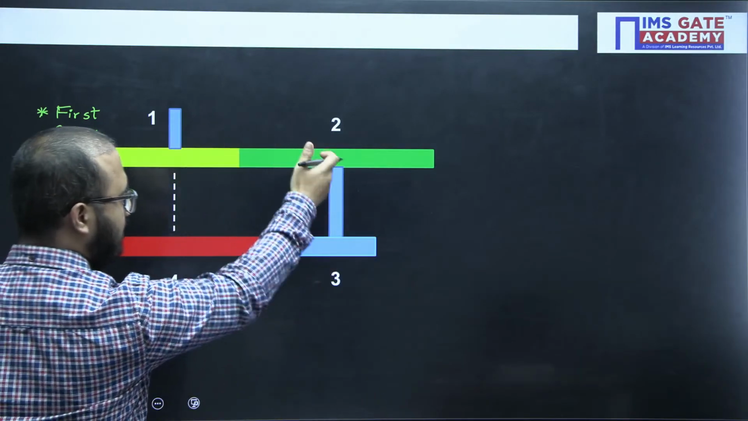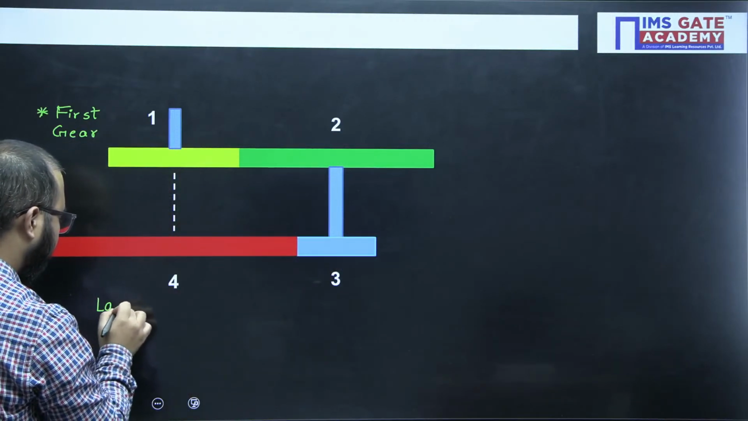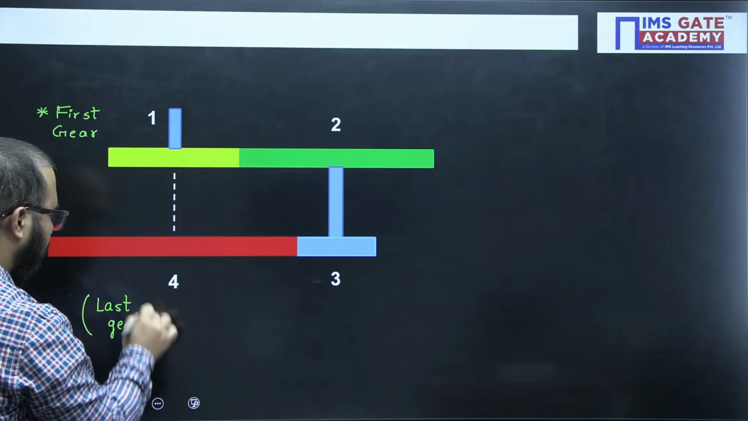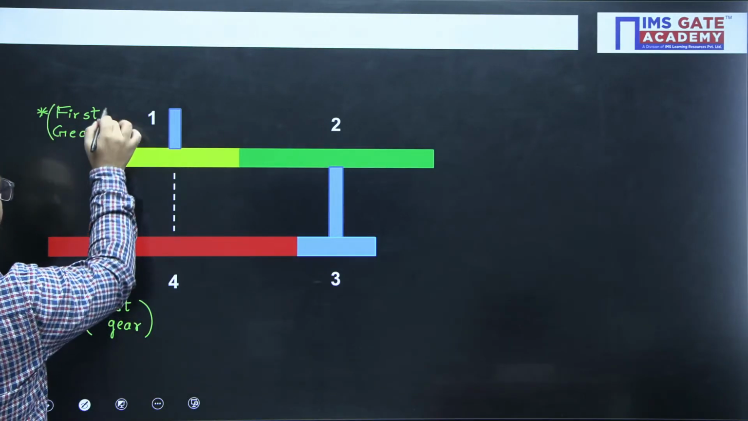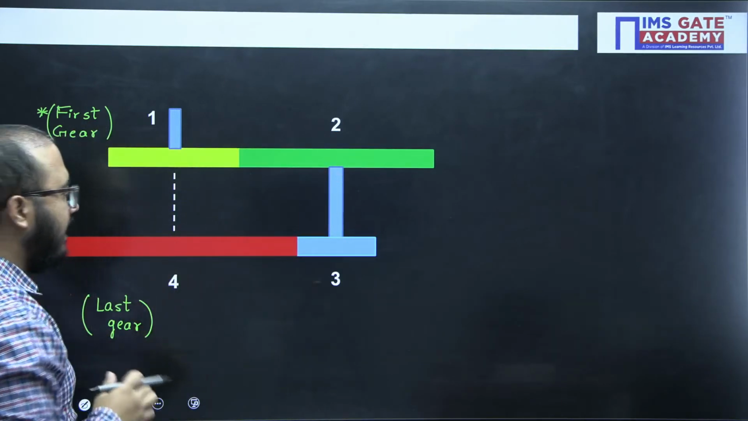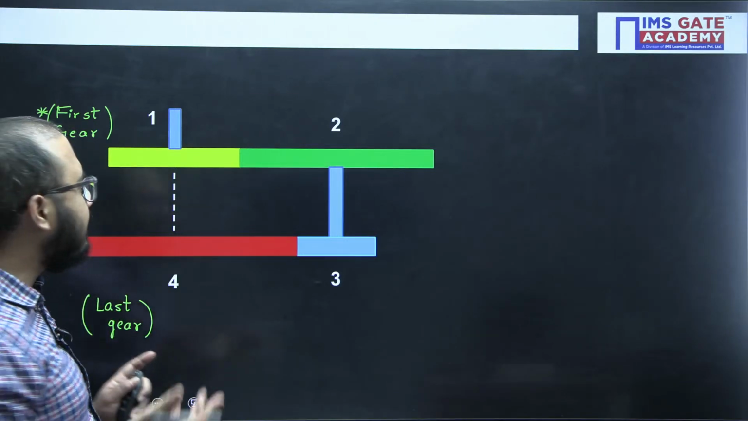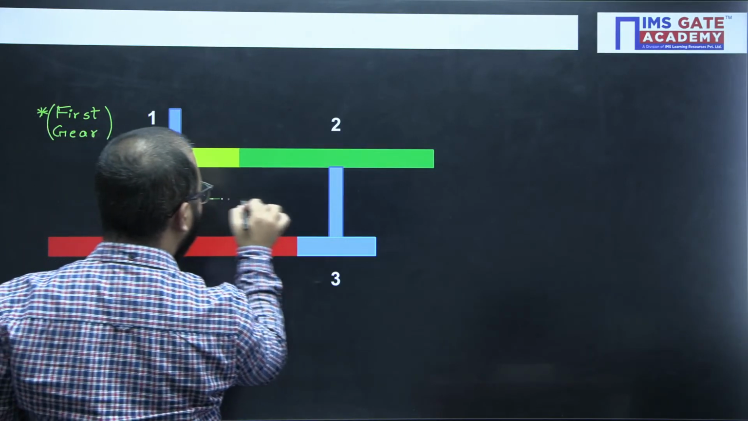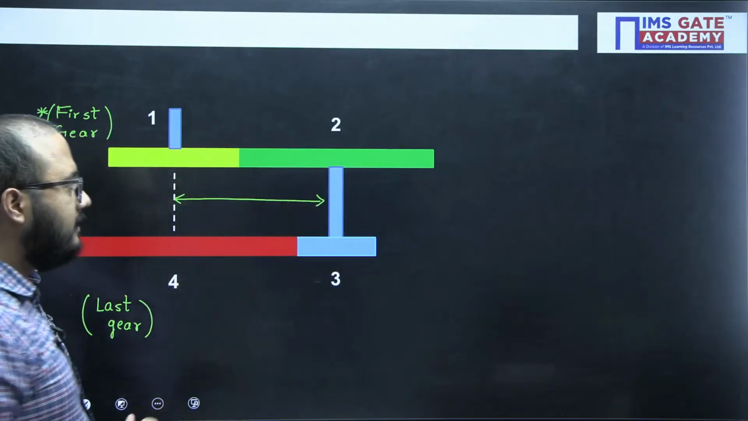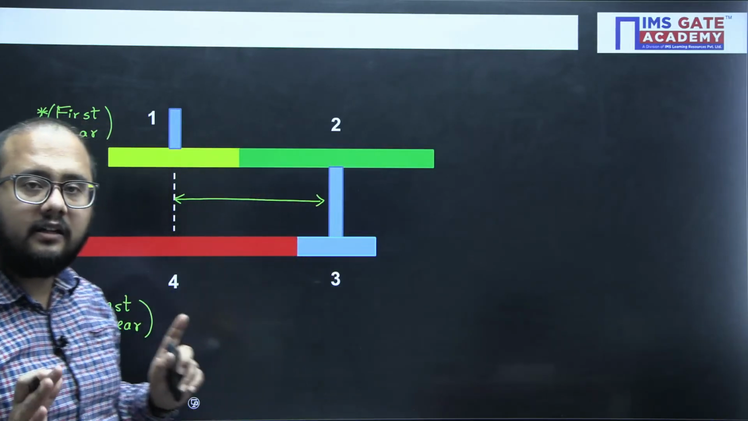1 and 2 meshing, 2 and 3 on the same shaft, 3 and 4 meshing. So 4 is the last gear. Okay, so you can easily identify. This is the first gear. This one is meshing, and this one is meshing. And the axis is coinciding. Because the axis is coinciding, this distance will be the same, whether I consider gear 1 and 2 or 3 and 4. That's why R1 plus R2 equals R3 plus R4. Like that we can write the relation.